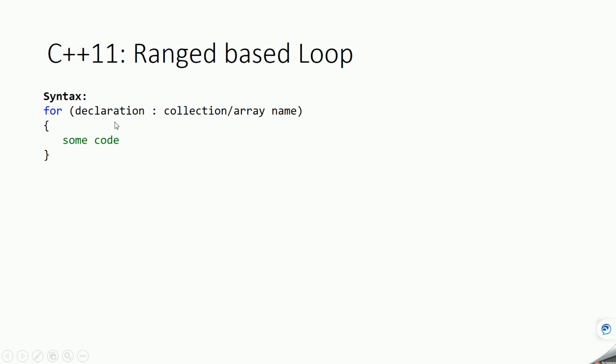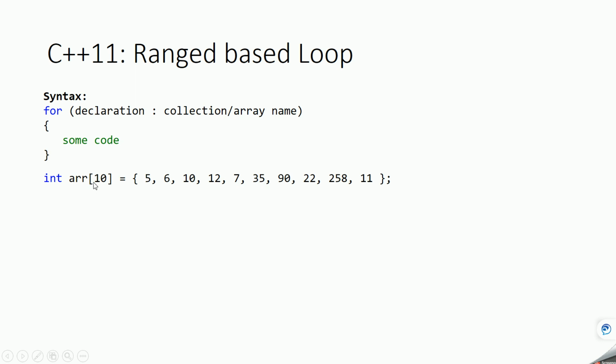What you will give is, first, the declaration, then a colon, and then the collection or array name. Collection means the standard containers like vector, deque, map, etc. And whatever operation you want to perform, you will write inside the braces. So let's see some examples.